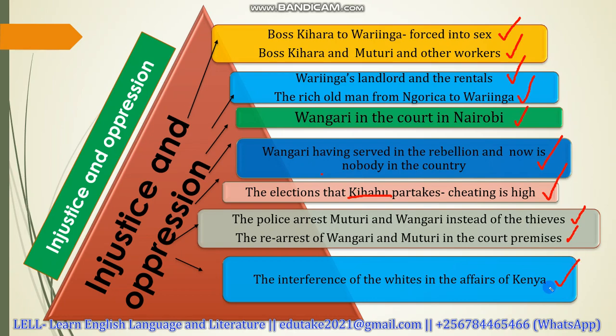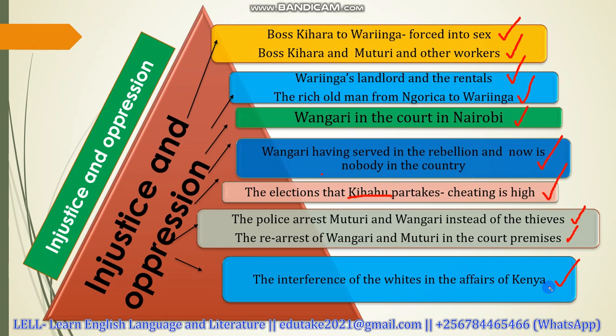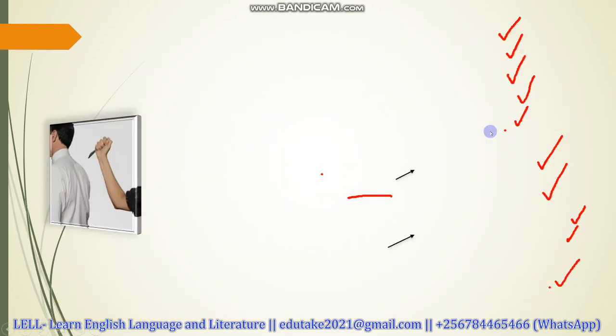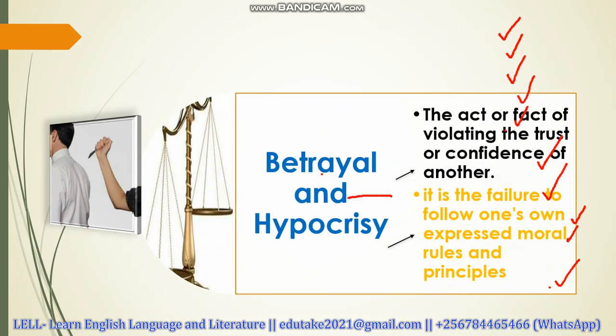Well, I know there could be other cases of injustice in the book, but we cannot exploit all of them in one video like this one. We're going to move on and look at another part of the themes. Today, like we said in the beginning, we're looking at two themes, and the first one, injustice and oppression, is so far done. We're now looking at the second theme, and that is betrayal and hypocrisy.